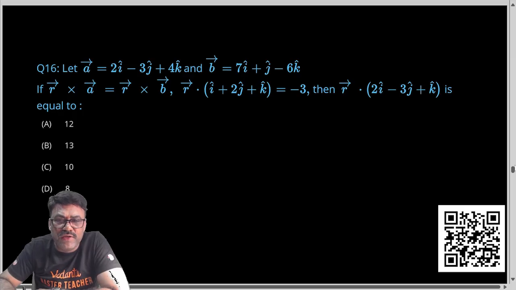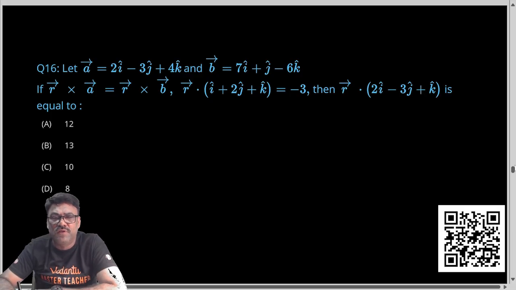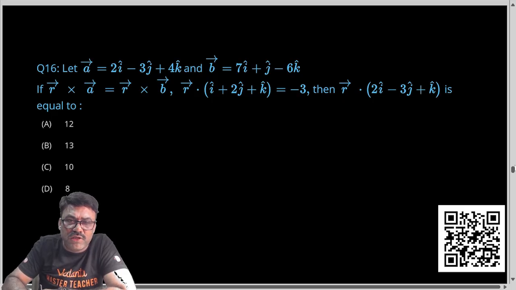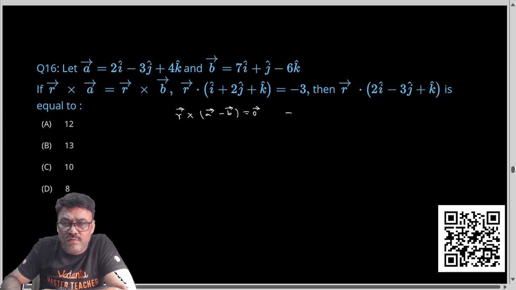You are given two vectors a and b. Then r cross a is equal to r cross b, and r dot (i plus 2j plus k) is minus 3. Then you have to find r dot (2i minus 3j plus k). So basically, I need the vector r first. See the given equation, r cross a is equal to r cross b. I can write it as r cross (a minus b) equals 0. Whenever the cross product of two vectors is 0, you can claim that these two vectors are parallel. So r is parallel to a minus b, and hence r can be written as lambda times (a minus b).